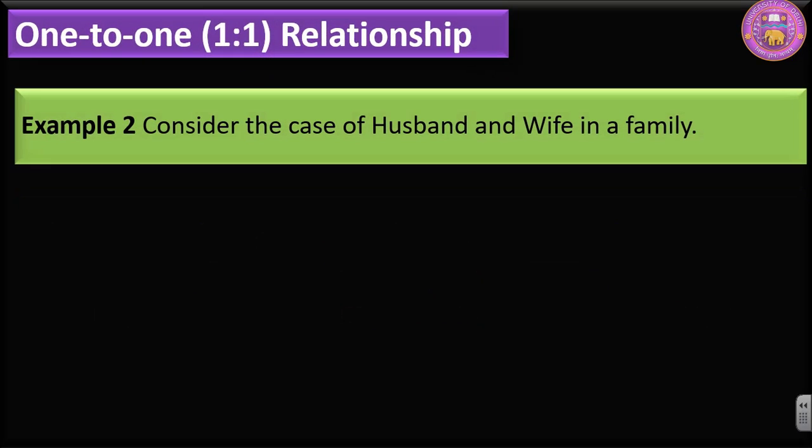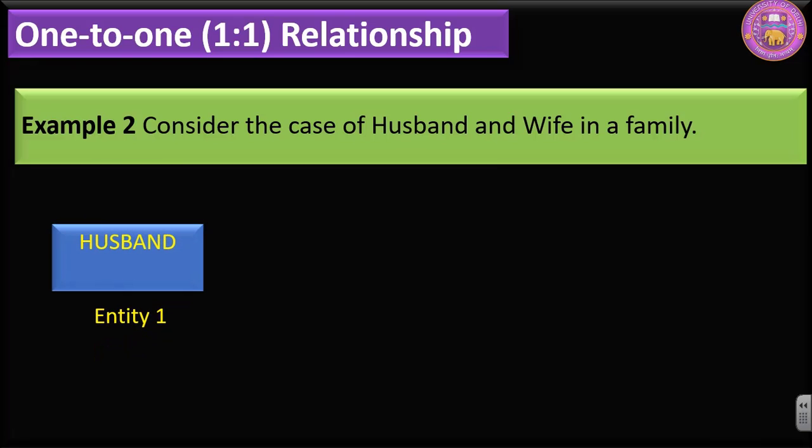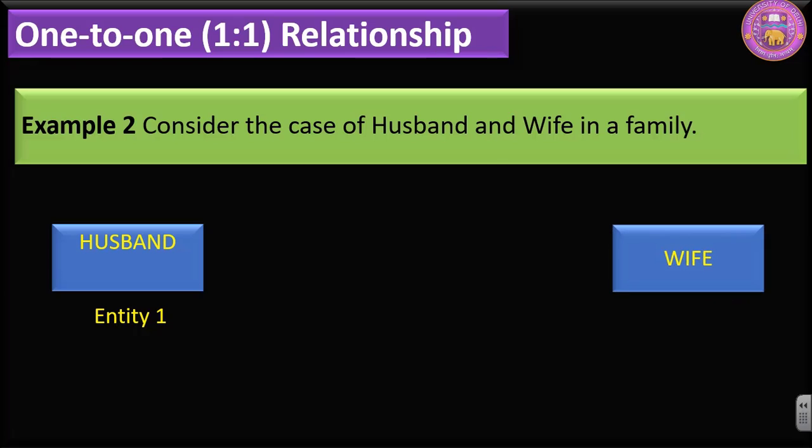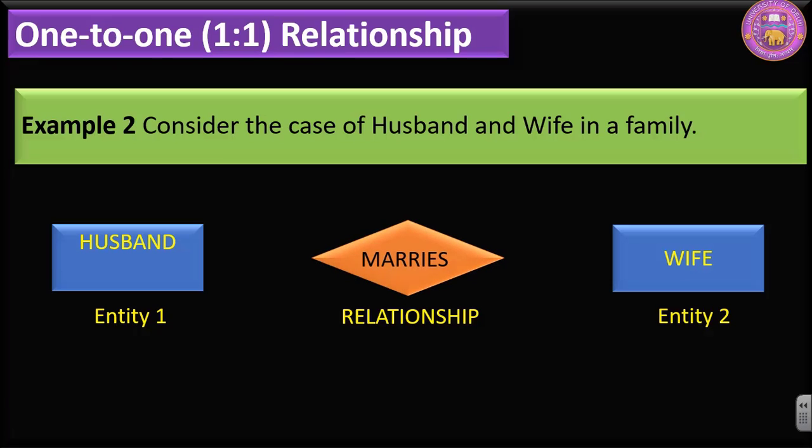Let's talk about another example. This is example 2. Consider the case of husband and wife in a family. Husband is entity 1 and wife is entity 2. We need to create a relationship between these two. We name this relationship as marries. Husband marries wife. Again, this is a relationship of 1-to-1. One husband can have only one wife.